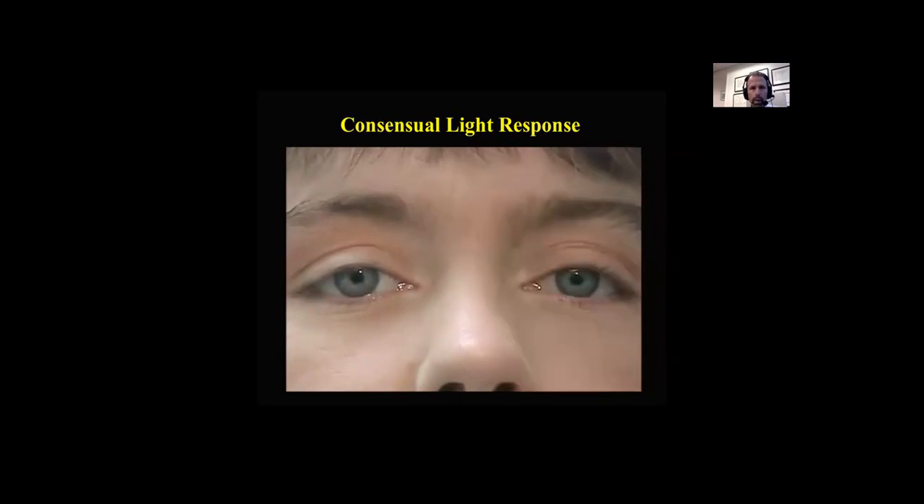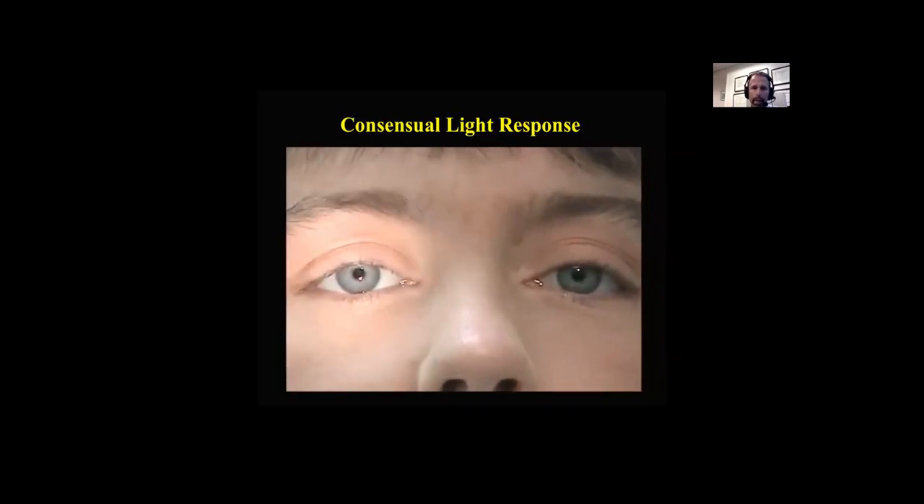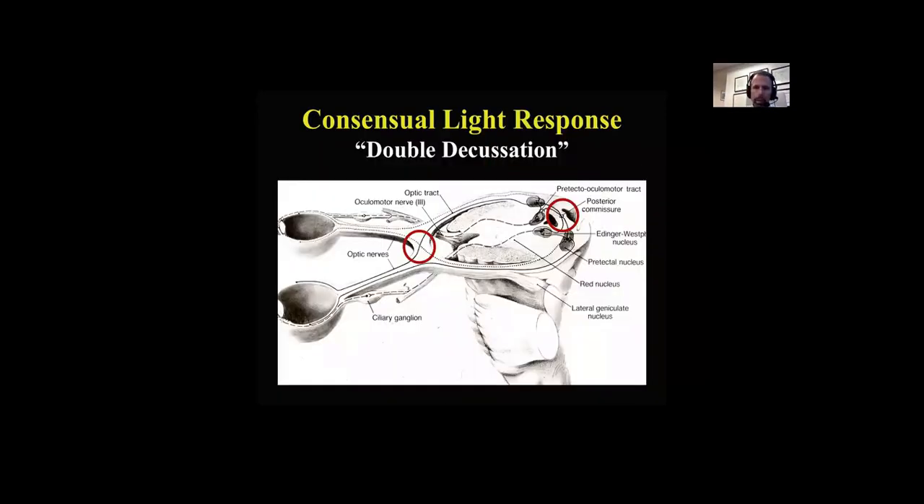So the normal consensual light response, and the anatomic basis for this in two words is simply the double decussation. Here in the circles are the two decussations. This means that when you shine a light in one eye, by the time that signal gets back to your third nerve nucleus, it has decussated twice.